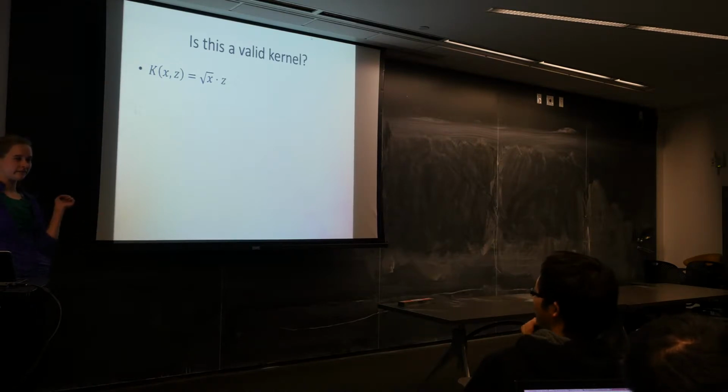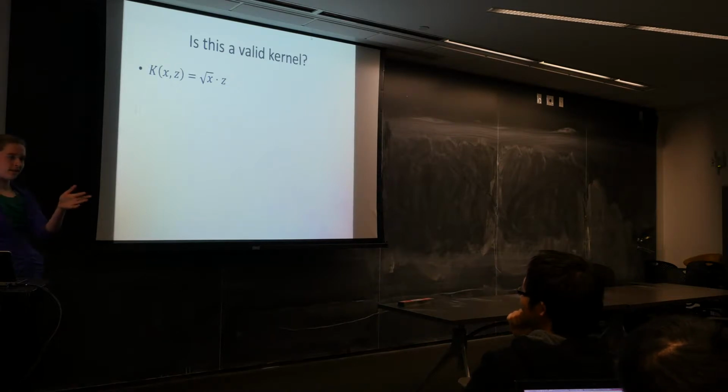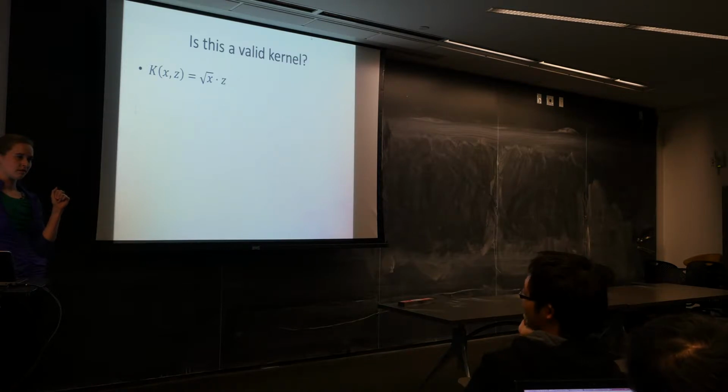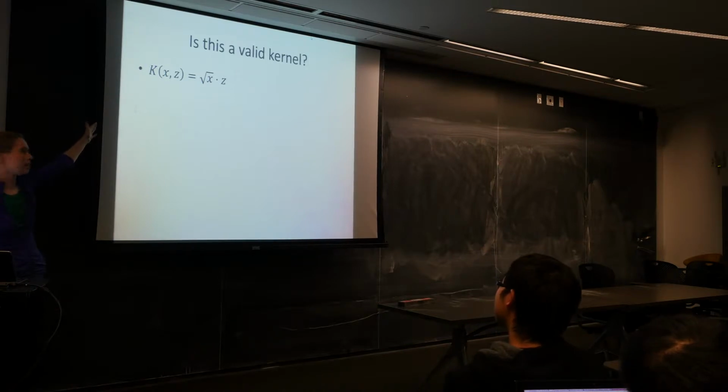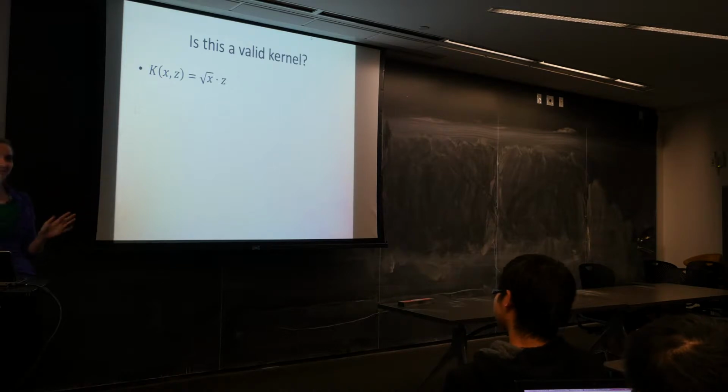X equals 2, Z equals 3. What property fails for that particular example? Symmetry. So suppose x and z are not equal to each other. Then k of x, z is not going to equal k of z, x. Does that make sense? Okay, things to keep in mind when you're doing your homework.